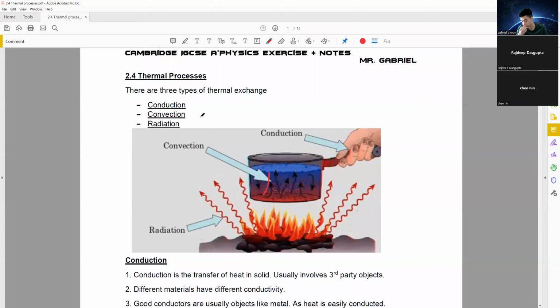Then we also learned about radiation. Radiation is one of the only thermal transferences which can transfer through a vacuum, meaning to say the heat is radiated from the sun to earth through space. It does not require a medium. Radiation is the only heat transference that can travel through vacuum, guys. Very important for this part here.